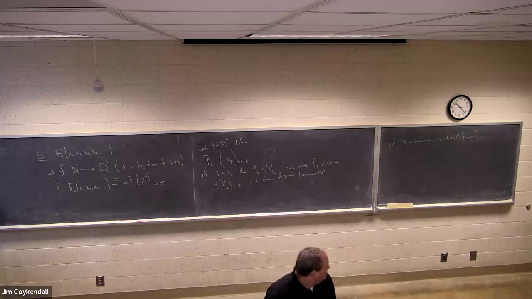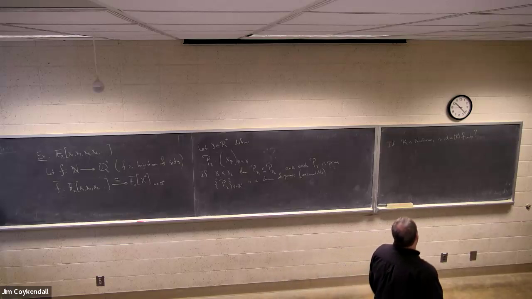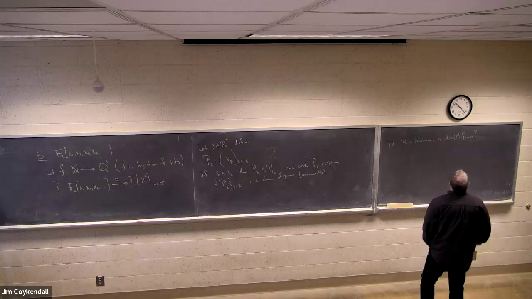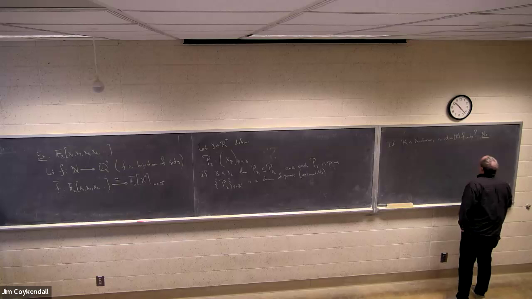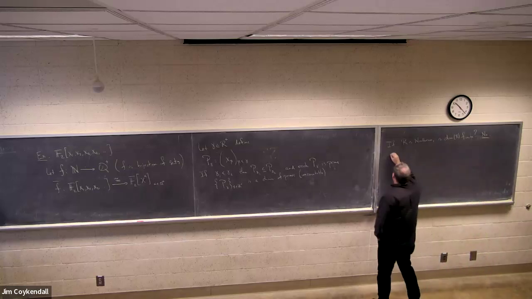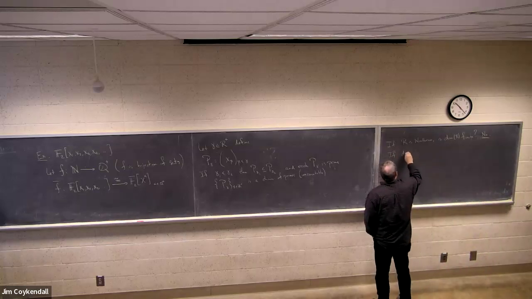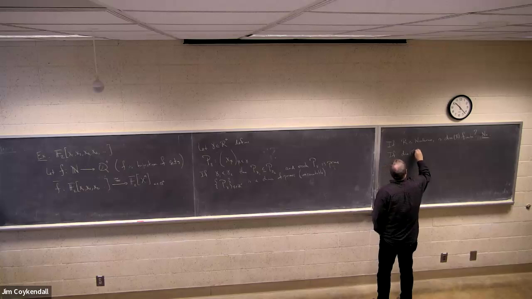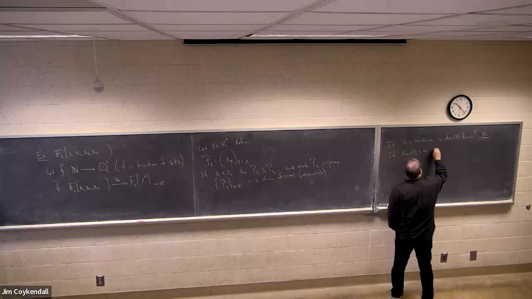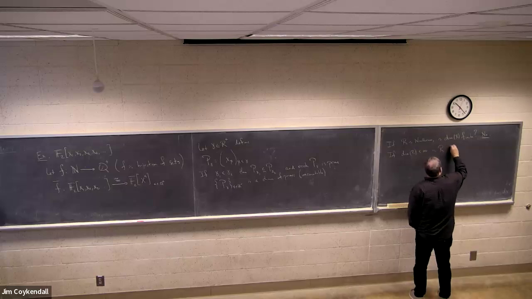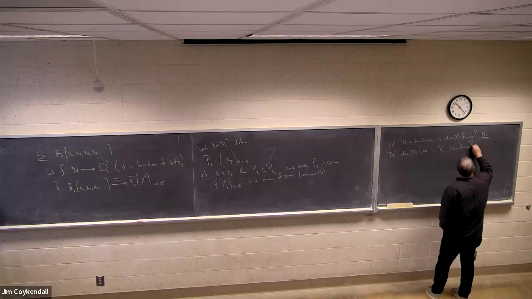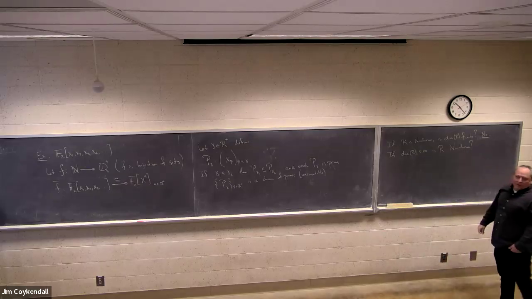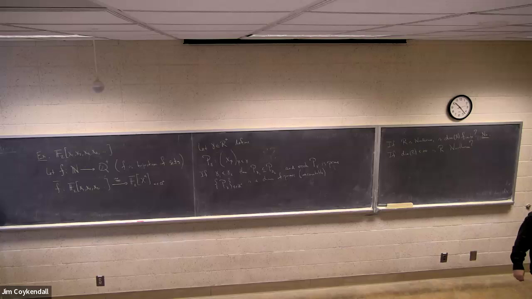Well, how about the converse? So if R is Noetherian, is the dimension finite? No. How about the other way? If you have a finite dimensional ring, is it Noetherian?